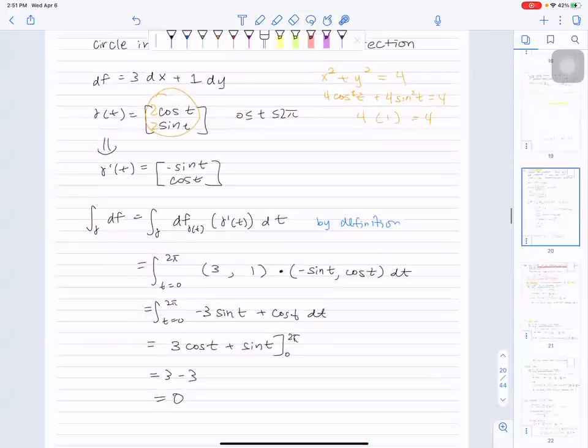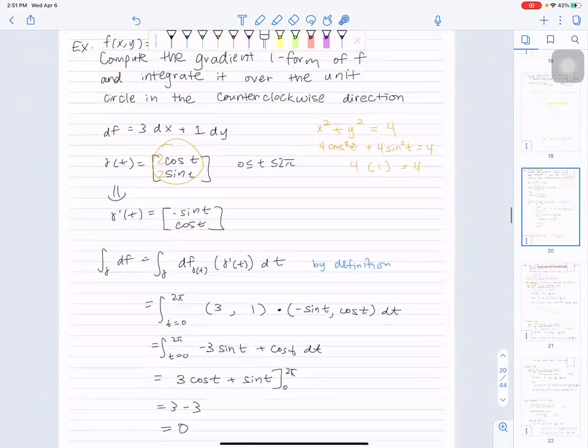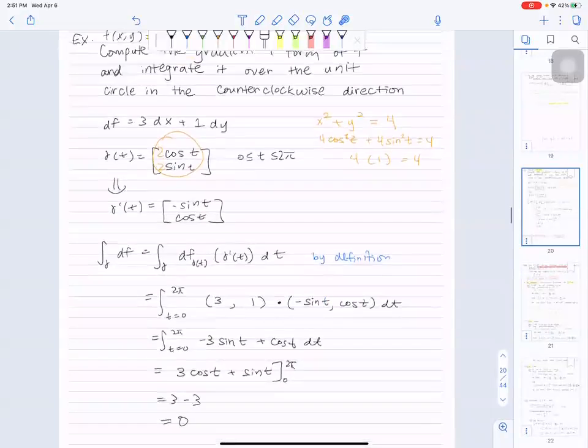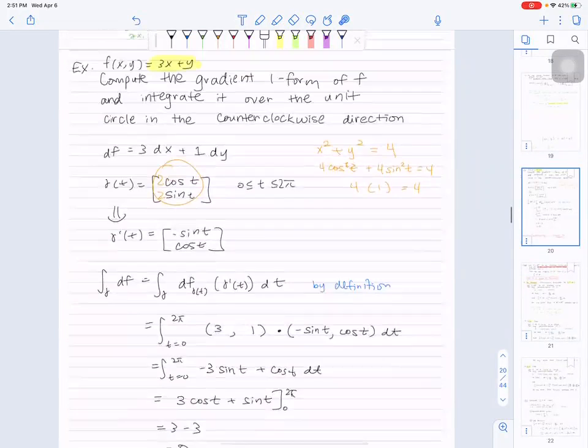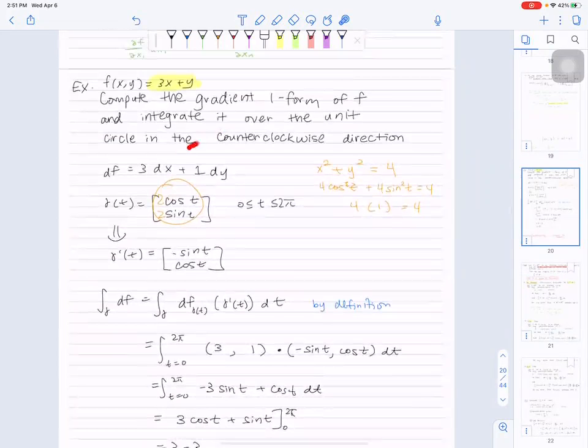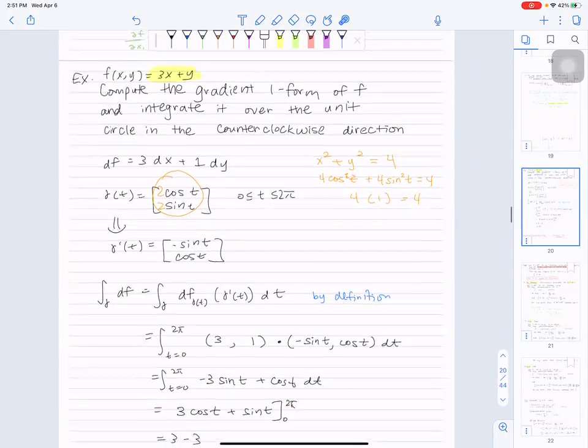Okay, any other questions on this problem? Is it always the case when you use the gradient one form that the path integral will be 0? Not necessarily. It depends on the path. In this case, the path does matter.